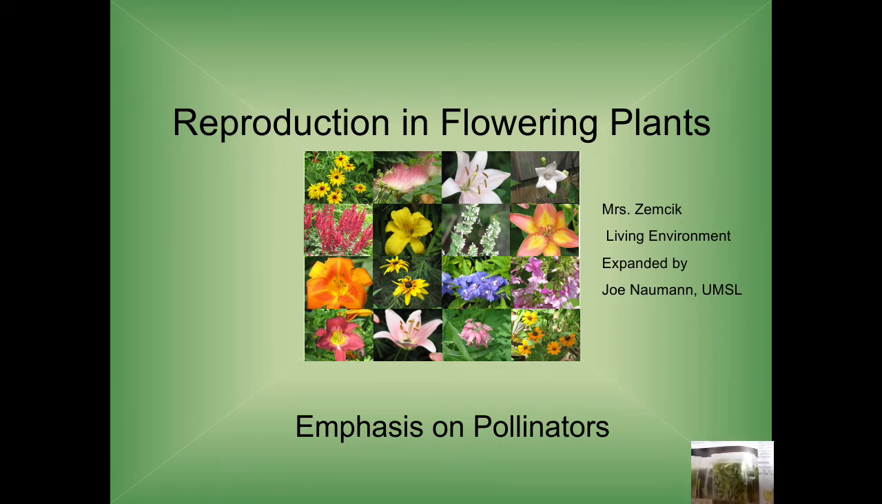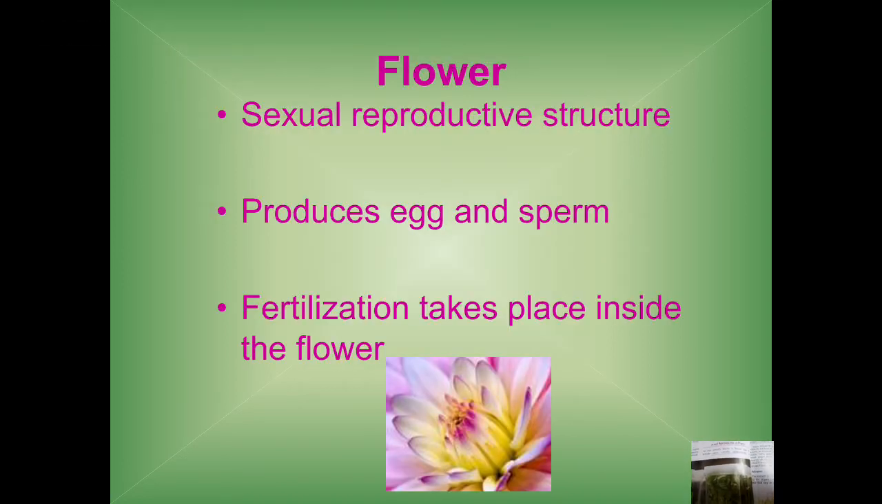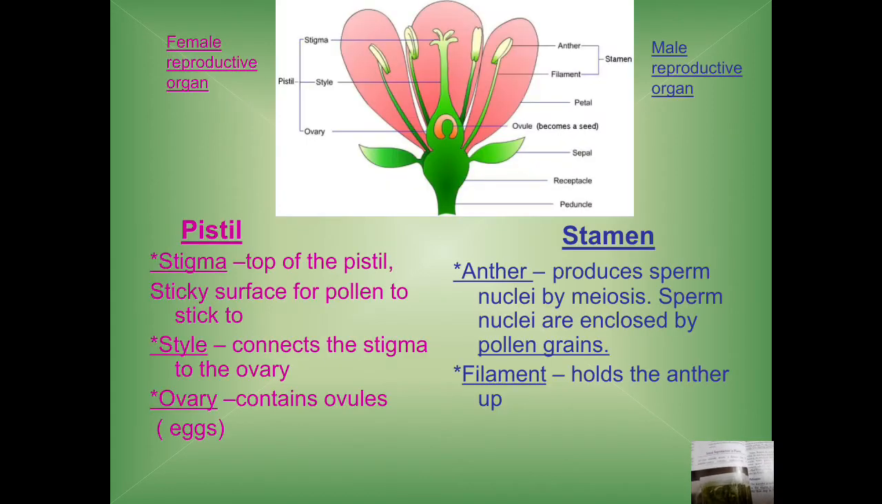So today we are going to start our next topic, sexual reproduction in plants. So first of all, flower. Flower is a sexual reproductive structure and also it produces egg and sperm and fertilization takes place inside the flower. So flower has four parts as you already know: calyx, corolla, androecium and gynoecium. So calyx forms the sepal, corolla forms the petal, androecium is called stamen, and gynoecium.